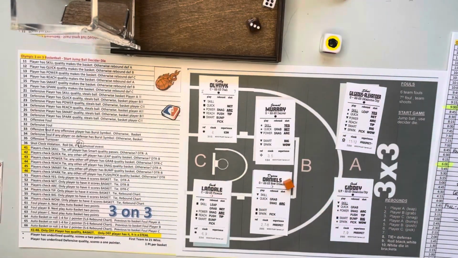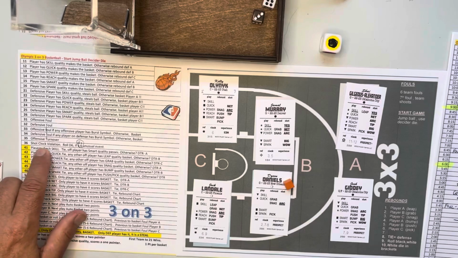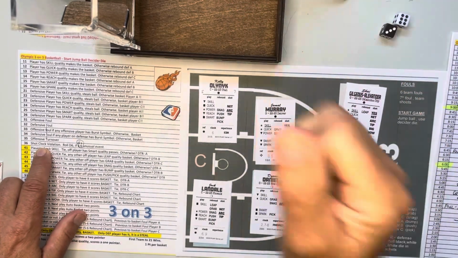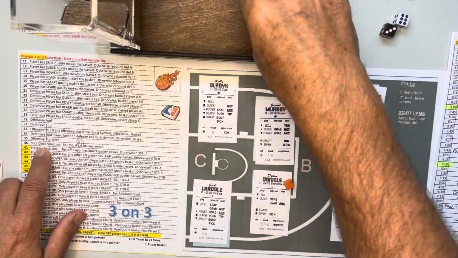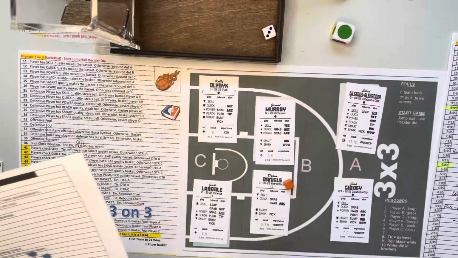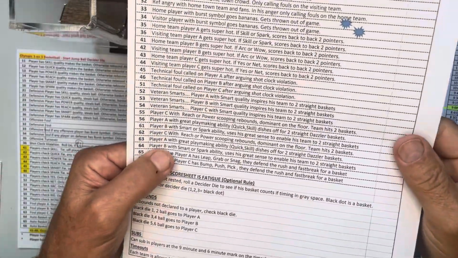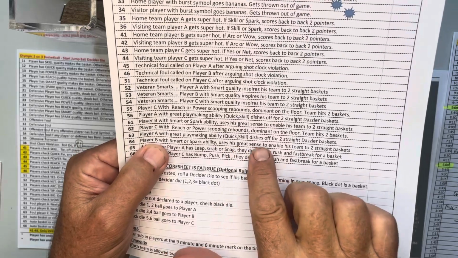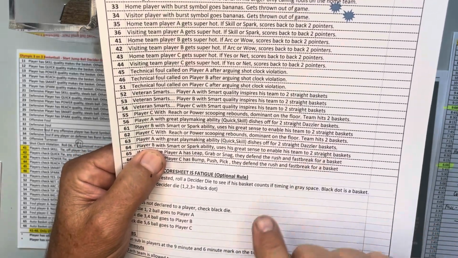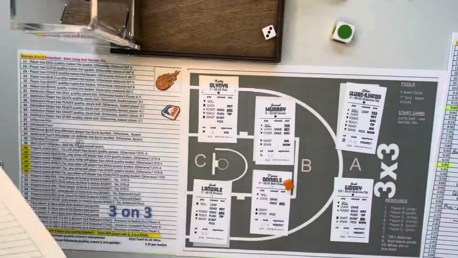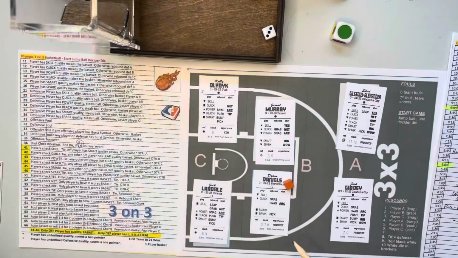Daniels picks it right back up. We got a 36 shot clock violation. We got to check for possible unusual event. We do. We're going to go to the unusual event chart. What's going to go on here is 63. Player A with great playmaking ability, skill and quick, dishes for 2 straight Dazzler baskets. So we're looking for quick and skill on player B. He's got quick, he's got skill.